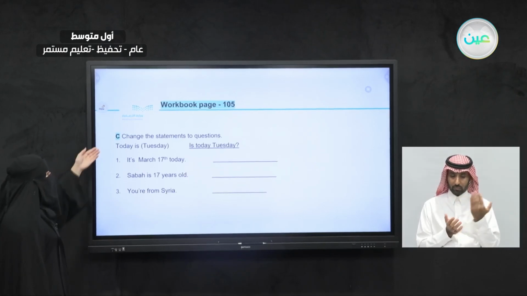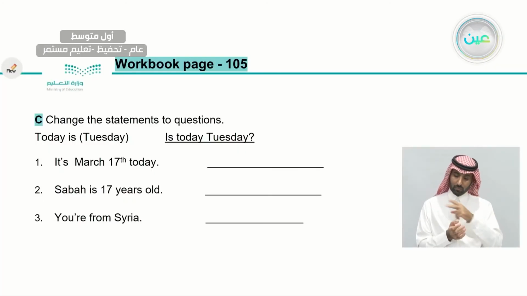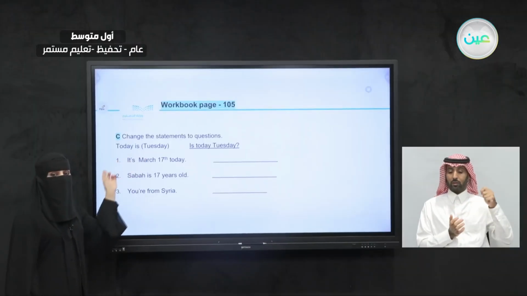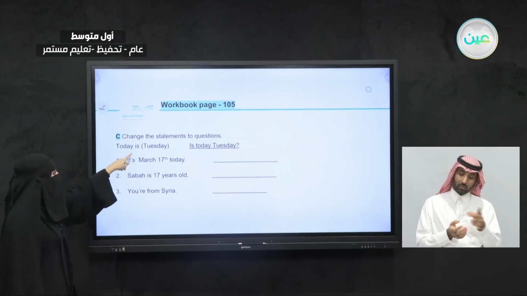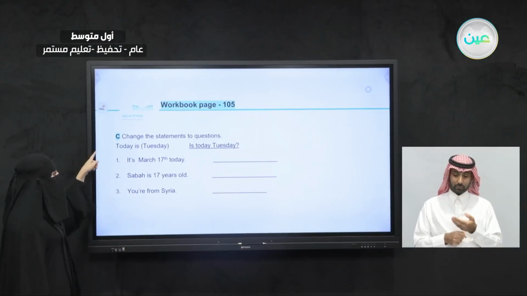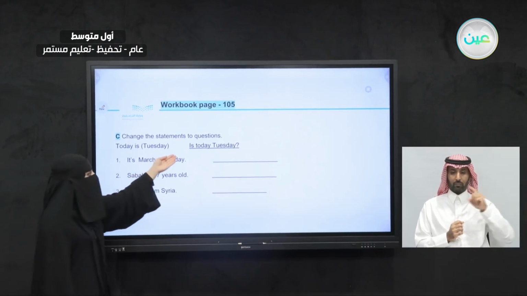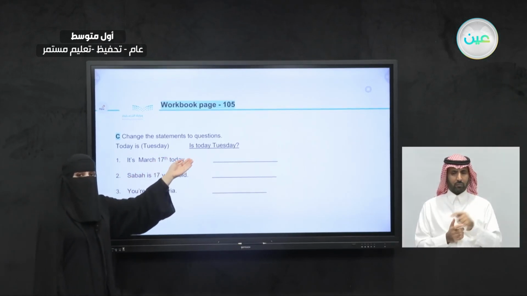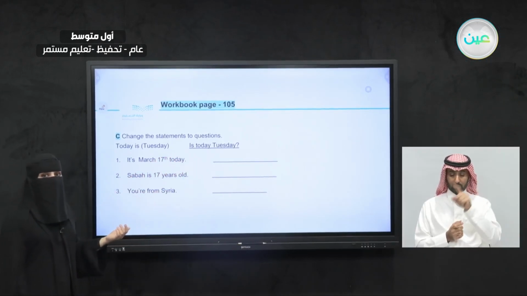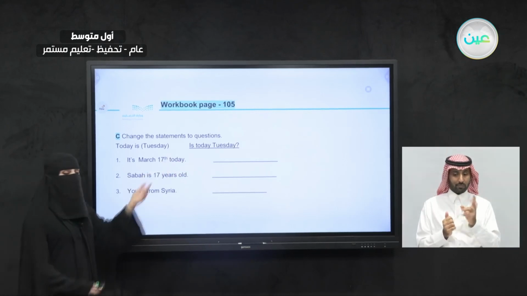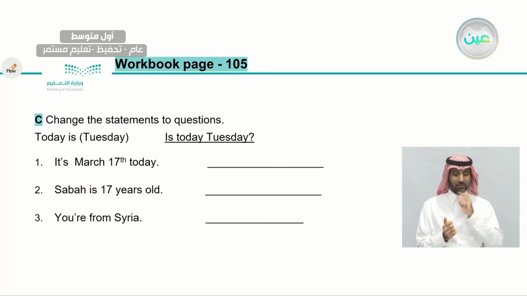Let's go to letter C. Change the statements to questions. Okay, so here is the information. Today is Tuesday. How to ask about this statement, how to change it to a question. I'm going to start with the verb be, is, and then the thing I'm going to ask about is today Tuesday, ending with a question mark. And this would be a yes/no question. Good job.